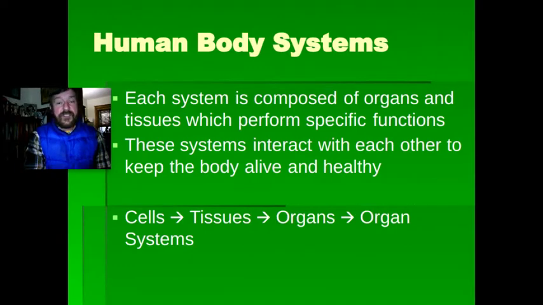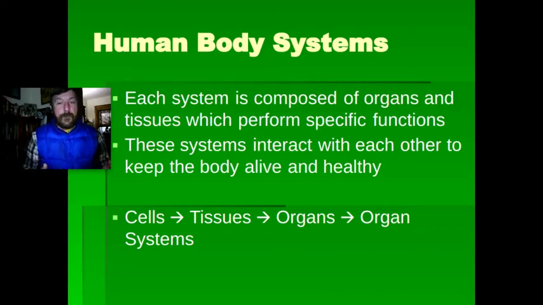So each system is a combination of organs and tissues. Each one of those tissues and organs has a specific function, but working together in the whole system, they can accomplish a wider range of things. Without these systems intact and working well, you have a failure of homeostasis, and then you have a sickness, which can lead to ultimately death, depending on the severity of the failure.